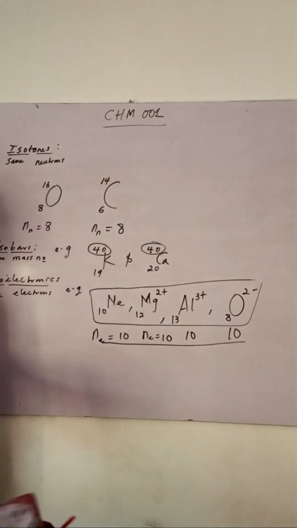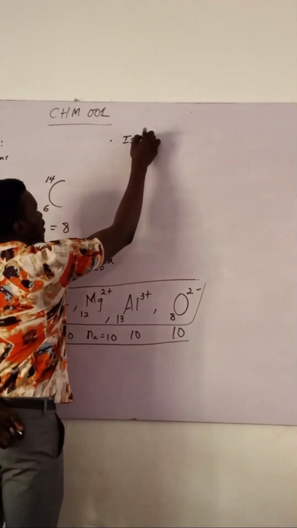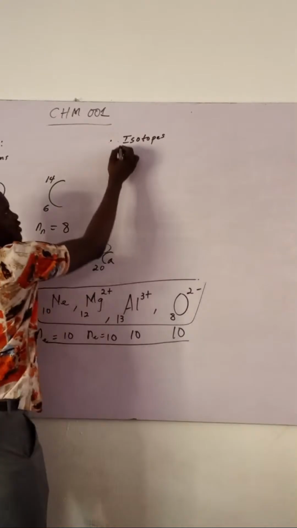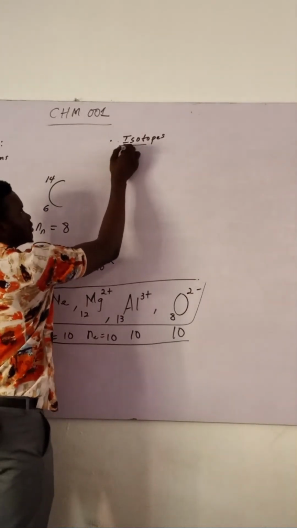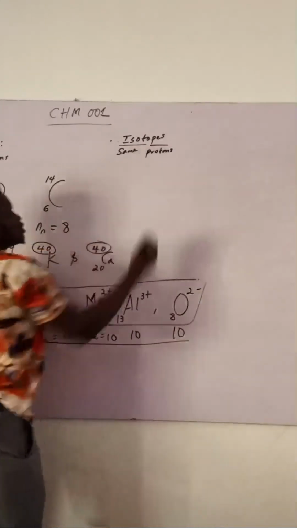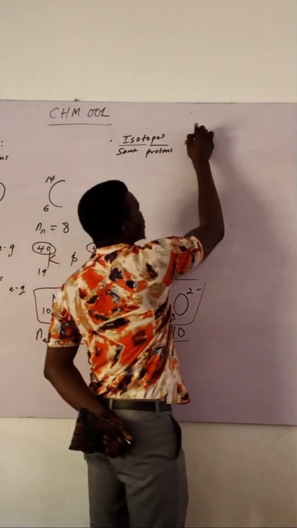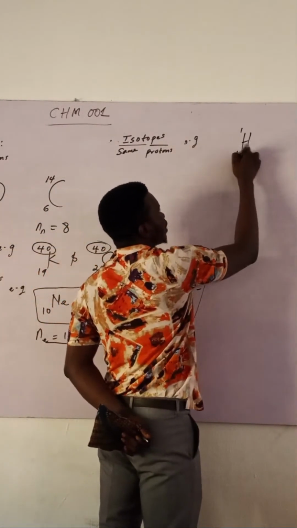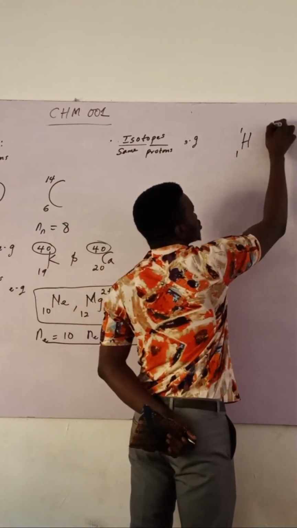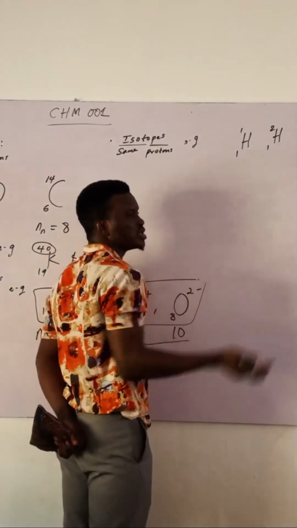So the next one is isotopes. And from the word isotopes, it means same protons. So they are nuclides of the same element, meaning that they have the same number of protons, but they have different mass number. For example, H11, H21, H31. They can ask you questions on these.